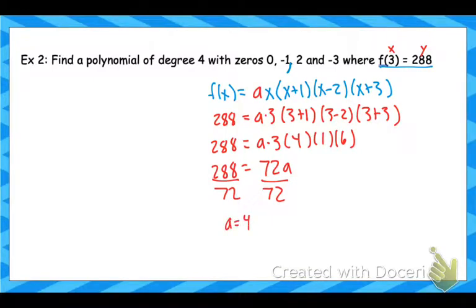Now that I know that leading coefficient, I just have to write it in the beginning, multiply it by the factors that I already have, and I have my polynomial.